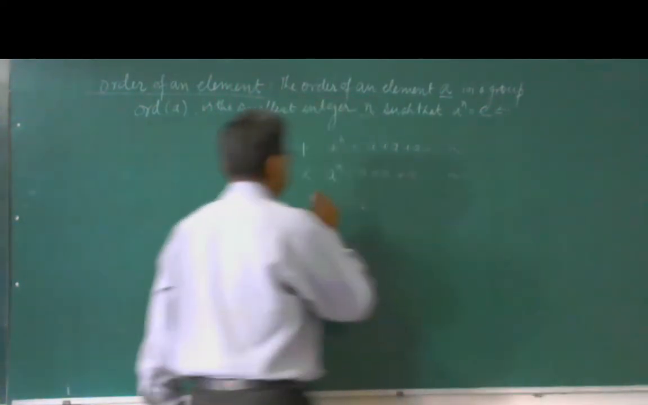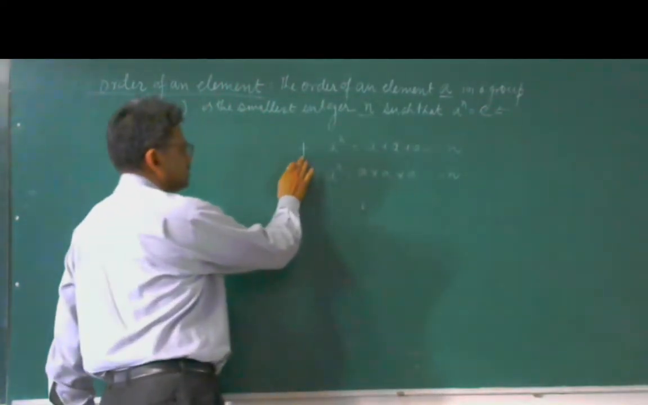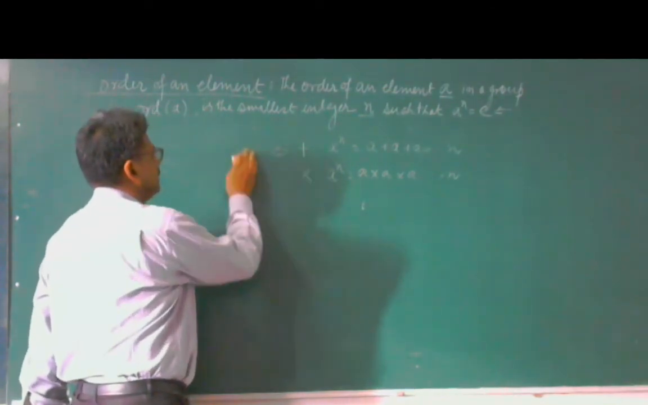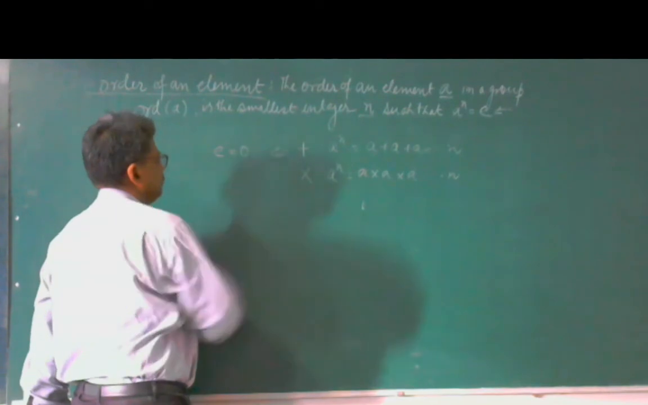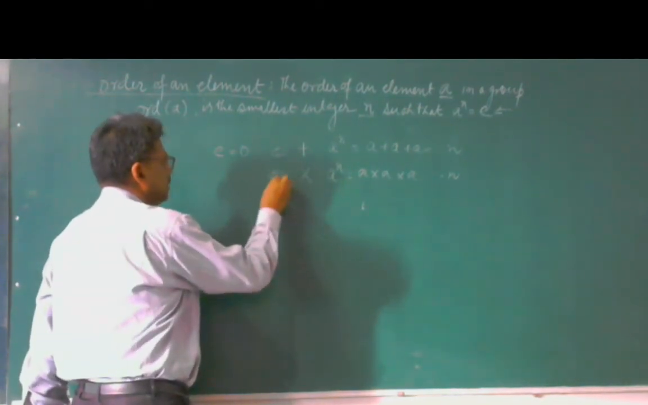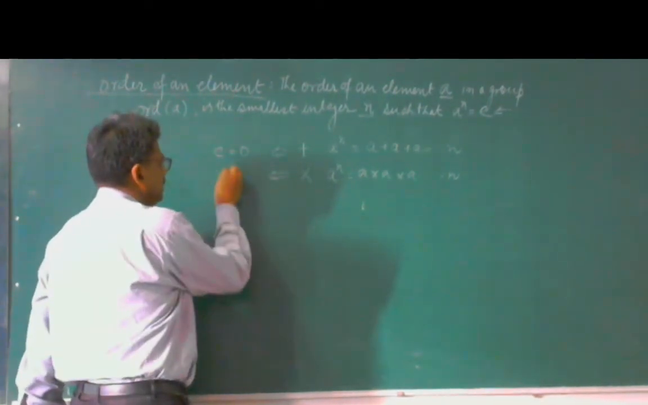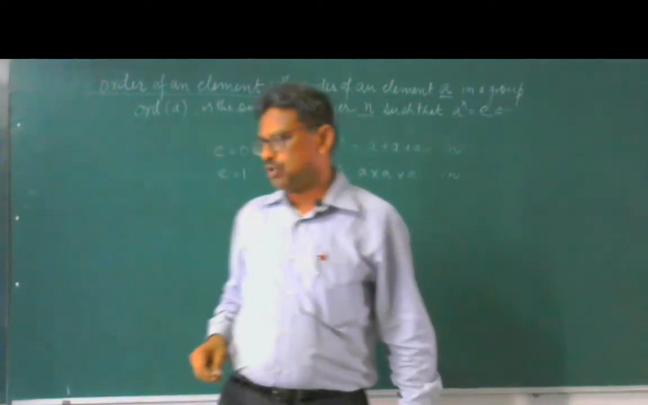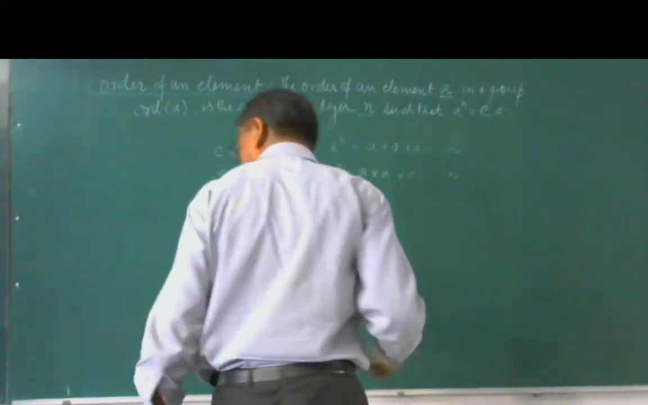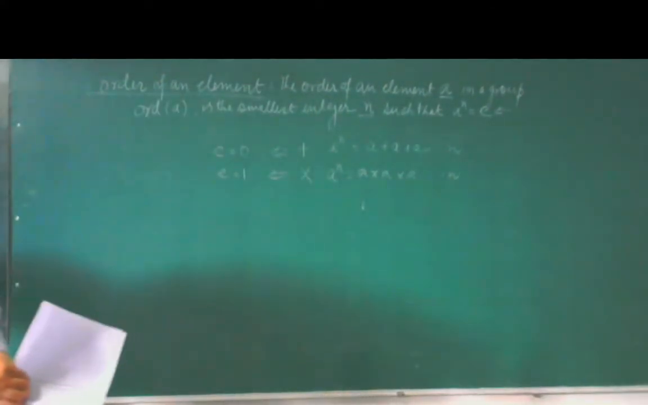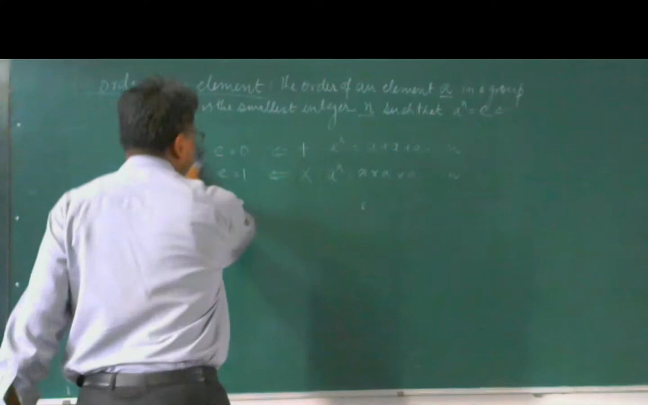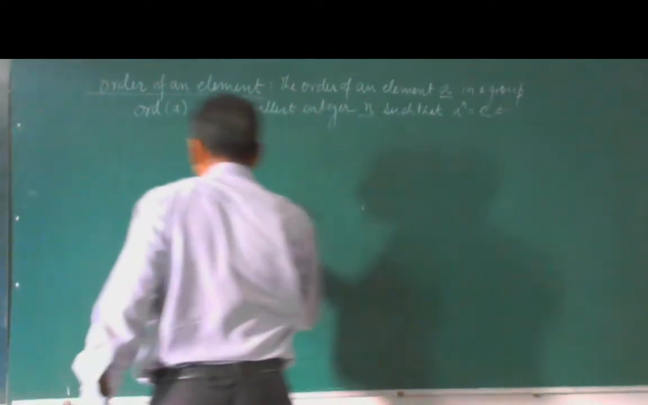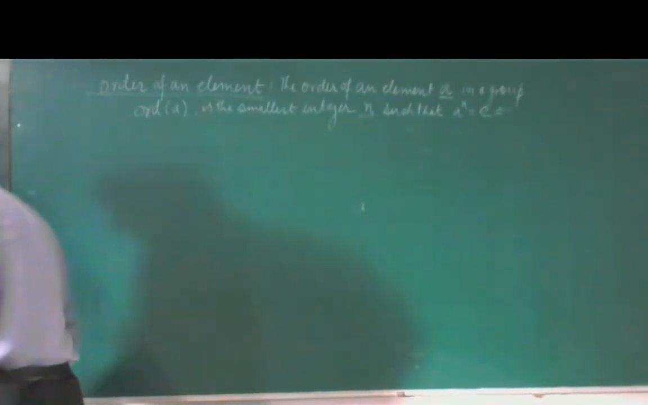One more thing: if the operator is additive, in that case the identity element is 0. And if the operator is multiplicative, then the identity element is 1. This we already know. So, how to obtain the order of an element? That will be the smallest integer n such that a to the power n is equal to the identity element.